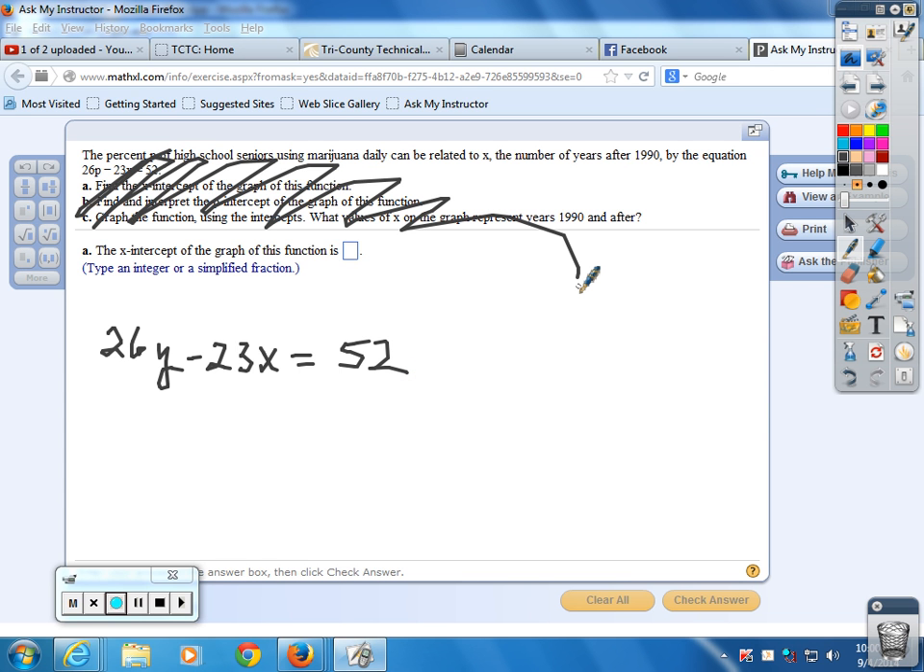All right, here is your function. Now, first thing you're going to do is turn it around to where you can understand it. When have you ever seen y before x? You don't.